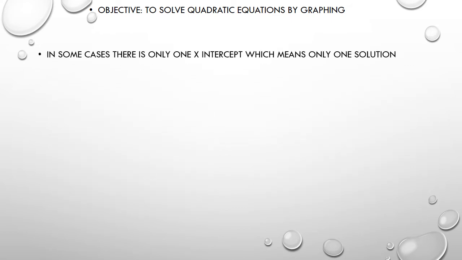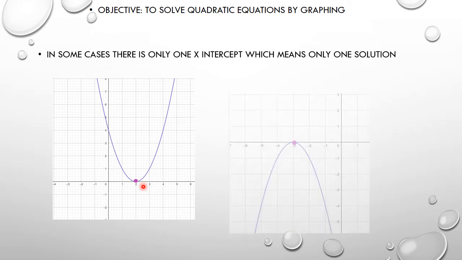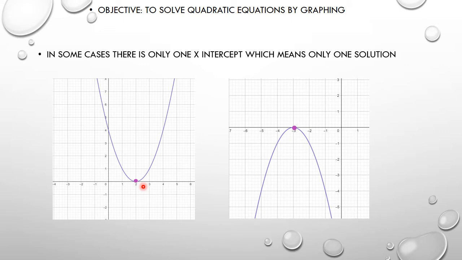In some cases, there is only one x-intercept, which means only one solution. Look at this example. The vertex is exactly at the x-axis, so the parabola intersects the x-axis at one point. This means there is one and only one solution for x. This is another example. The vertex is at the x-axis, so one point of intersection, one x-intercept, which means one solution only.